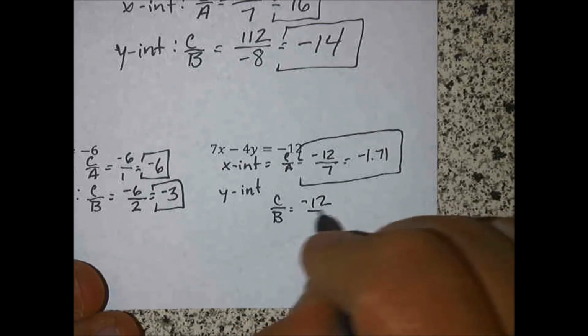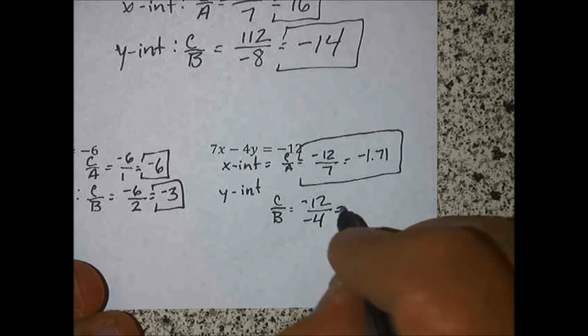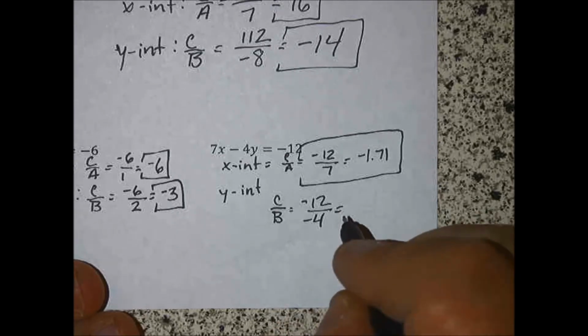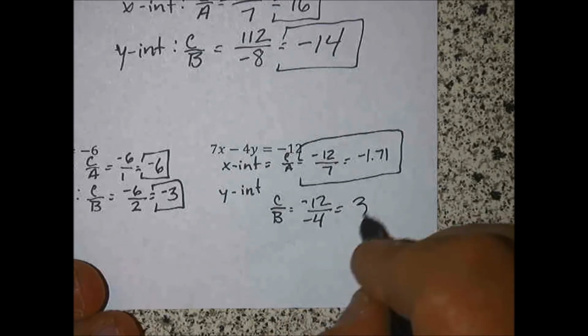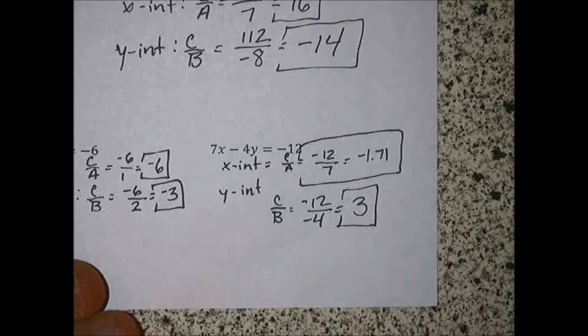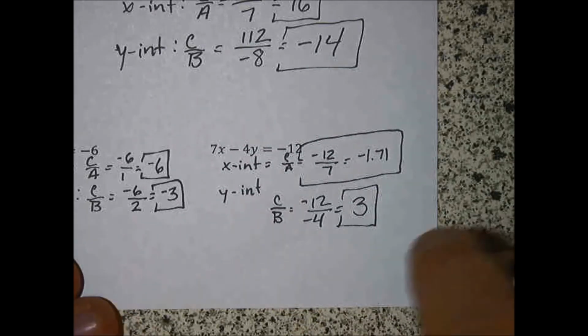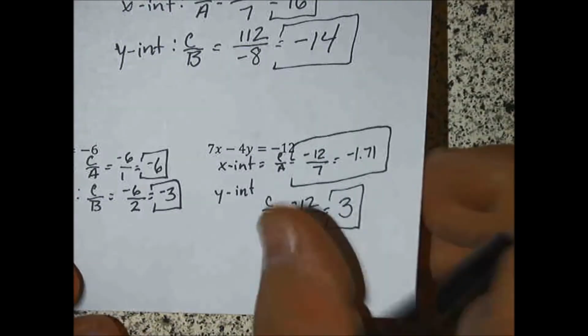C is negative 12. B is negative 4. Negative divided by a negative will be a positive. 12 divided by 4 is 3. All right, that's not too bad. Okay, let's go ahead and move on. Next page.